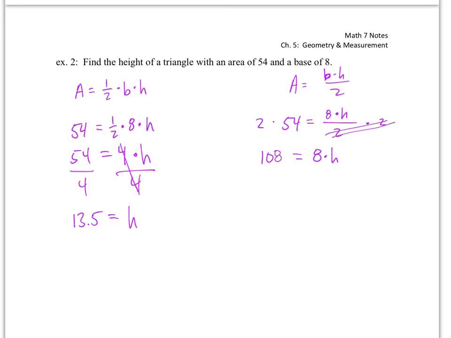Because 54 times 2 is 108. And then now instead of dividing by 4, I have 8 on this side, so divide by 8. The 8s are going to cancel. Left with h over here. 108 divided by 8 equals what? How did you get 108? I did 54 times 2. 13.5.